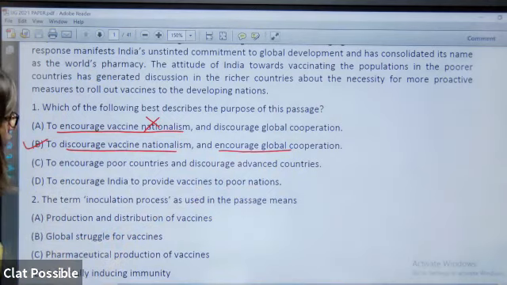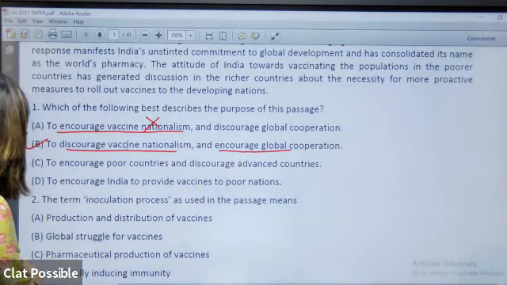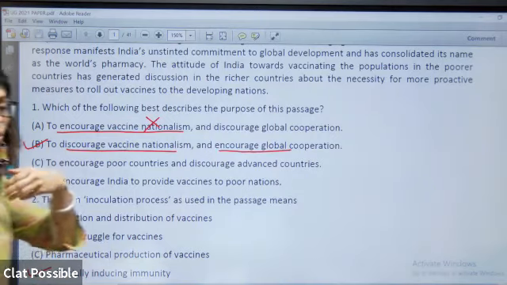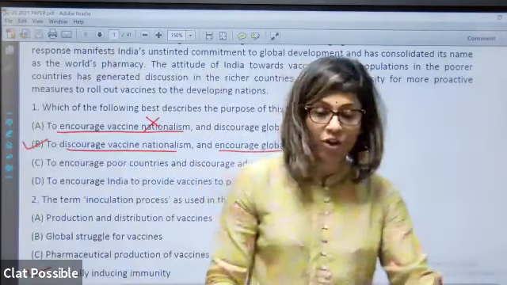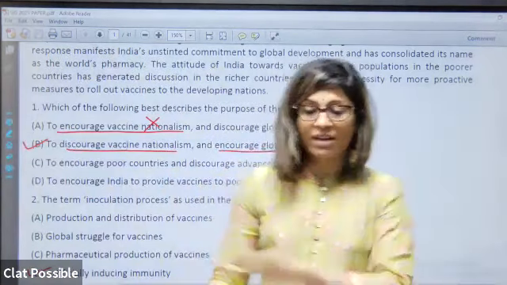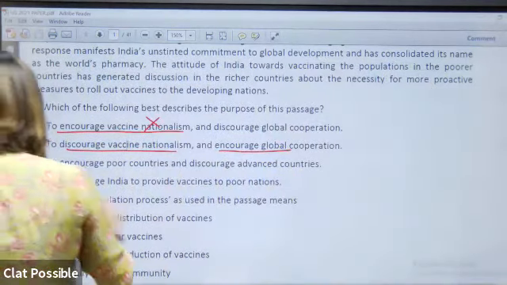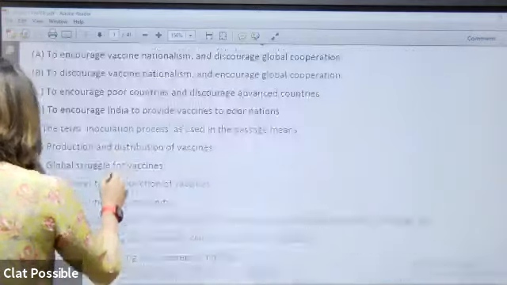The term inoculation process, as it is used, naturally it is artificially inducing immunity. Right? So what is inoculation? That means vaccinating. So it's not production of vaccines. As we can see, vaccines have been procured by different countries to inoculate. That means to generate immunity for the people. That's why they are doing it. So even if you knew the meaning of inoculation, you could have marked this answer. Moving on.